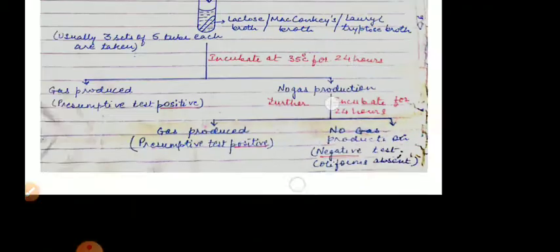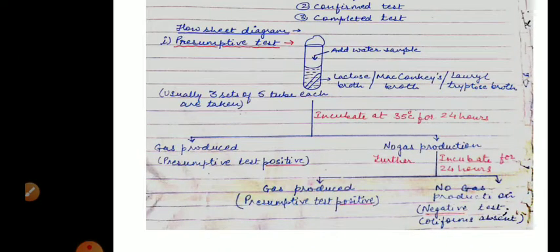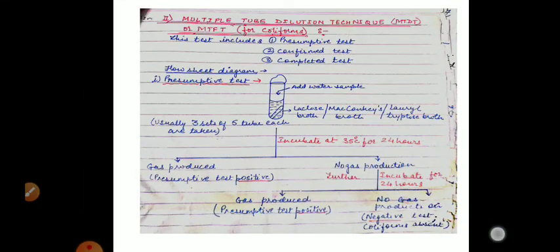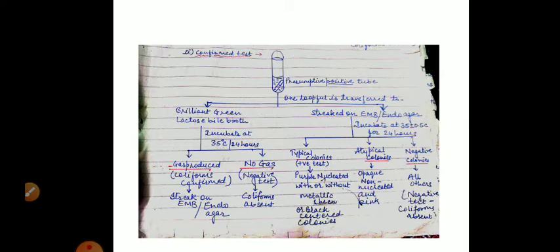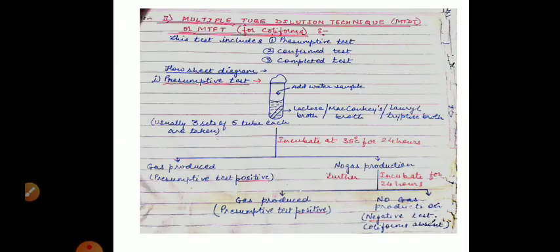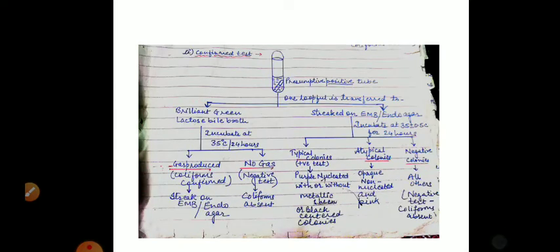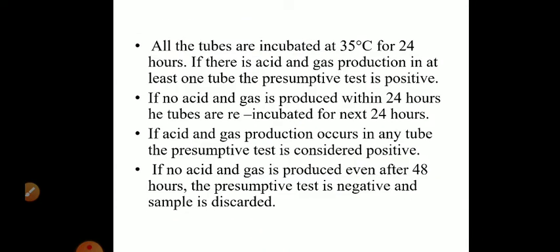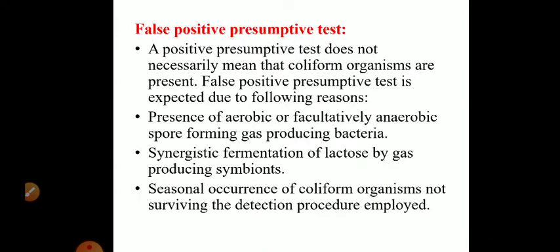Now after the presumptive test we go for the confirmed test. Why do we need to do the confirmed test? Why is there a need of performing the confirmed test? If the presumptive test comes out positive, you presume that coliforms are present. But then why the confirmed test?